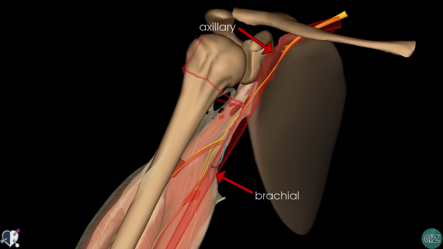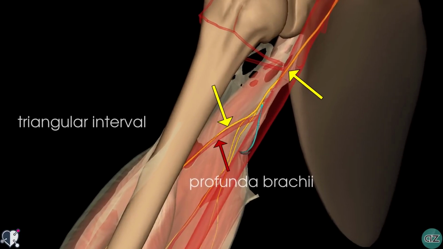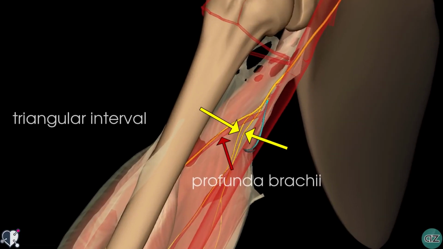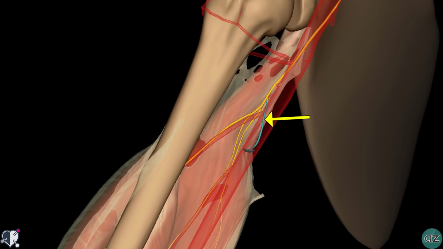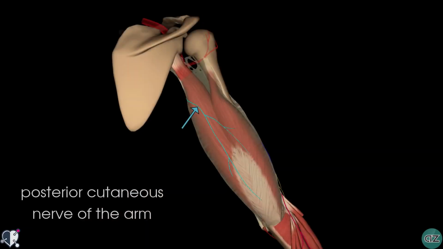The radial nerve arises in the axilla, exiting posteriorly to the brachial artery. It passes with the profunda brachii artery into the posterior compartment of the arm via the triangular interval. Before doing so, it gives rise to branches which supply the medial and long heads of the triceps muscle. In addition, it also gives rise to a sensory branch. This is the posterior cutaneous nerve of the arm, which supplies the skin on the posterior surface of the upper arm. You can see this nerve highlighted here in blue as it curves around posteriorly to provide this sensory innervation.